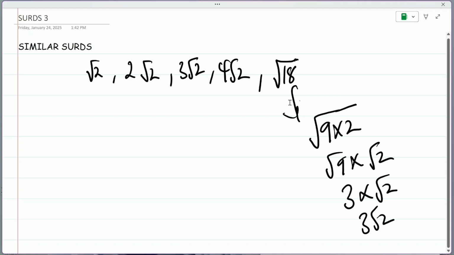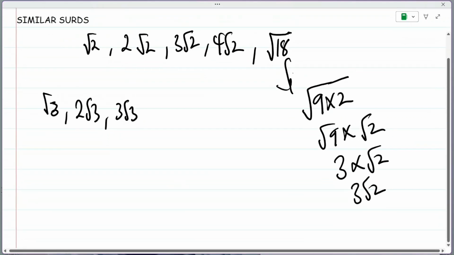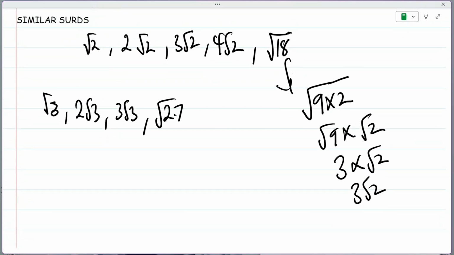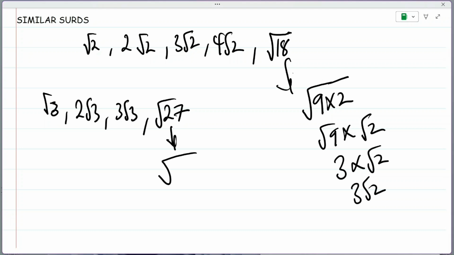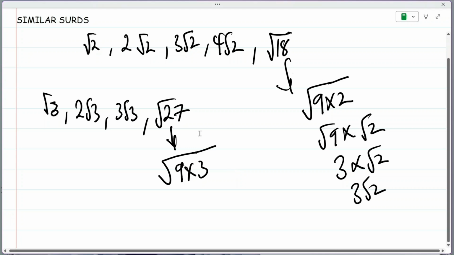Let's take another example. We have root 3, we have 2 root 3, 3 root 3, and so on, with the root 3 as another set of similar surds or like terms. We can also include a single surd, for example, square root of 27, as part of these similar surds, because breaking square root of 27 to its product of a perfect square and an imperfect square, we have it as 9 times 3. 27 is 9 times 3.